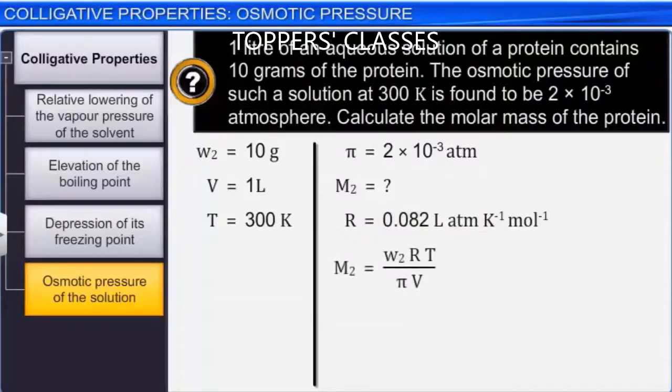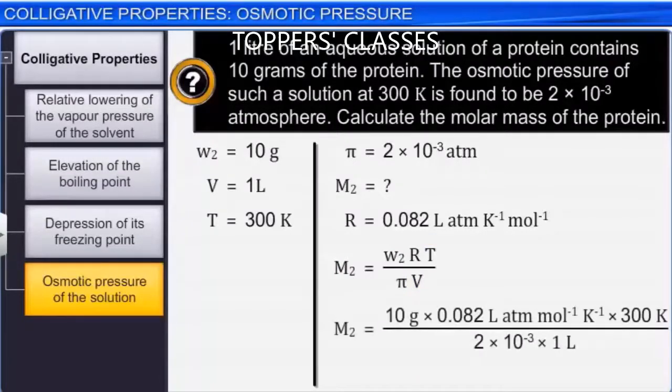Substituting these values in the equation, M2 is equal to W2 multiplied by R multiplied by T divided by pi multiplied by V. And solving, we get M2 is equal to 1,23,000 grams per mole. In other words, the molar mass of the protein is 1,23,000 grams per mole.